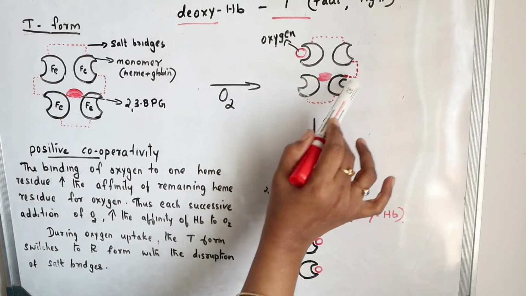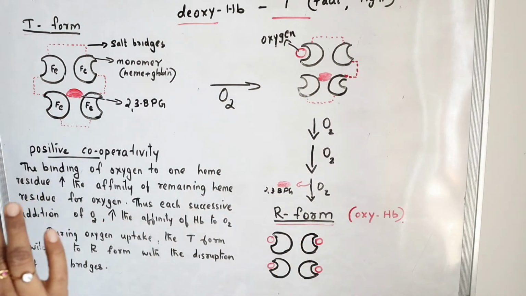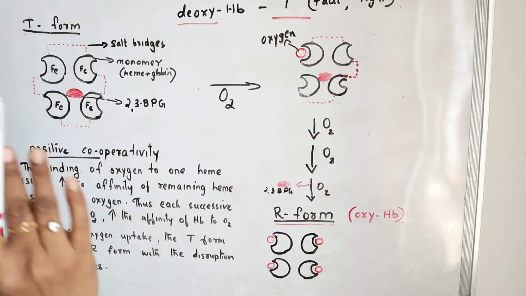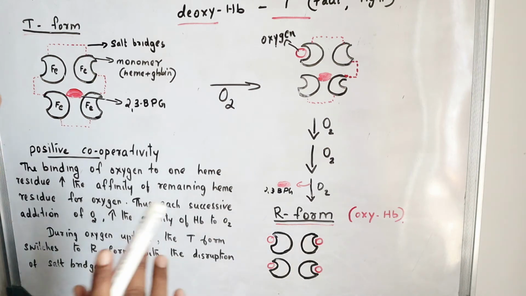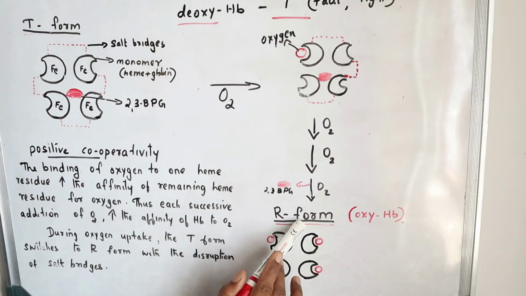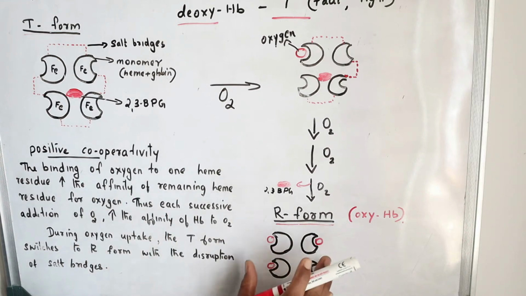So by the breaking of the salt bridges, this 2,3-bisphosphoglycerate also gets released, and thereby this T form switches to R form. See the R form, there we can see no salt bridges, and there is no 2,3-bisphosphoglycerate. Again we can see the oxygen linked to the 4 subunits. So that is the R form, or the oxygenated or oxyhemoglobin form, the form that carries the oxygen.